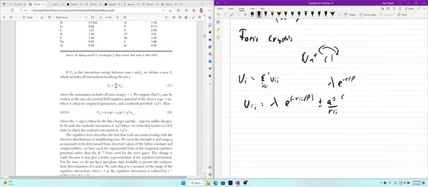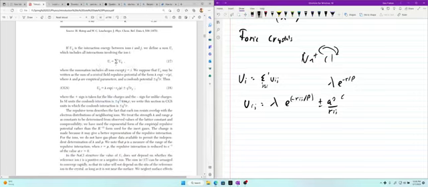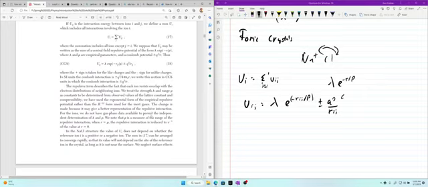They're just making a note that we're using CGS units instead of SI units because we don't want to carry all those constants. The repulsive term describes the fact that each ion resists overlap with the electron distribution of the neighboring ions. We treat the strength lambda and the range rho as constants to be determined from observed values of the lattice constant and compressibility. We have used the exponential form of the empirical repulsive potential rather than the r to the negative 12 form used for inert gases, because it gives a better representation of the repulsive interaction.